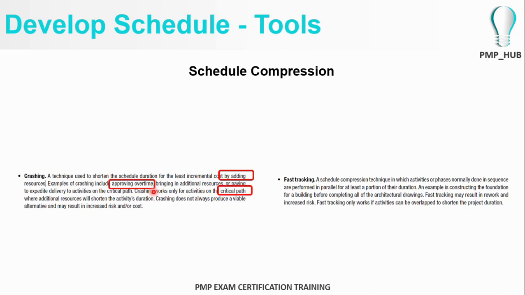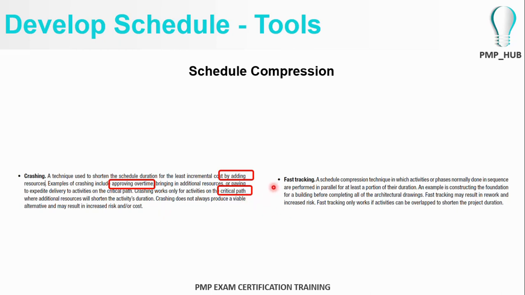Also, you need to understand that crashing should be done for activities in the critical path, not activities which already have float. Adding more resources and completing an activity before the agreed timeline will have no effect on the project timeline. So if you are performing crashing by adding more resources or overtime, it should be for activities which are in the critical path.